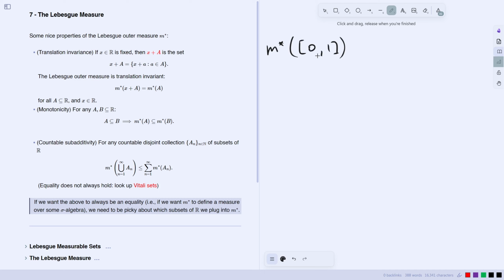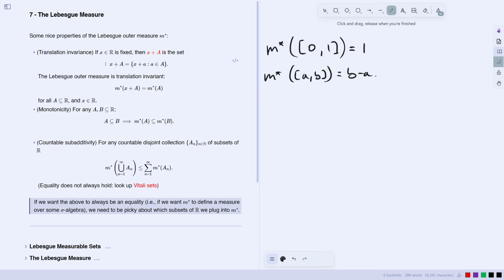So when it comes to the unit interval [0, 1], the Lebesgue outer measure of the unit interval is just 1. And in general, for an interval (a, b), what's the Lebesgue outer measure of that? Well, it's just b minus a, which is great.